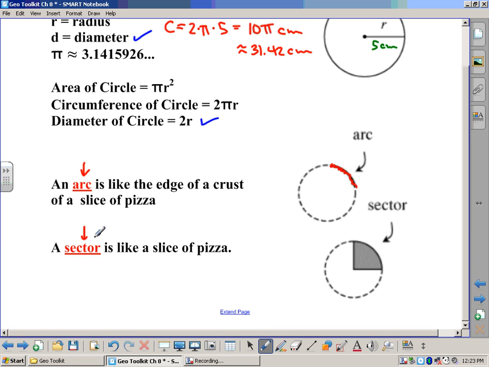A sector, on the other hand, is like the entire slice of pizza. So let's say this was a slice of pizza in here. It would be the entire area of here. So this might be square centimeters or square inches. So make sure you have both these diagrams in your book and also the definitions here. And that is it for this toolkit entry.